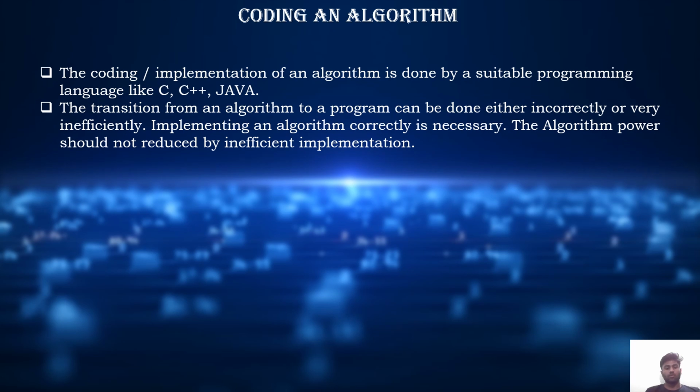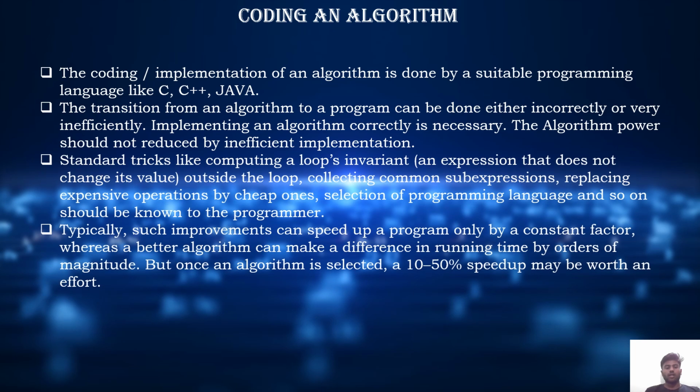Coding an algorithm. The coding or implementing of an algorithm is done in a suitable programming language like C, C++, Java. The transition from an algorithm to a program can be done either incorrectly or very inefficiently. Implementing an algorithm correctly is necessary. The algorithm's power should not be reduced by an inefficient implementation. Standard tricks like computing a loop invariant outside the loop, collecting common sub-expressions, replacing expensive operations by cheap ones, selection of programming language and so on should be known to the programmer.